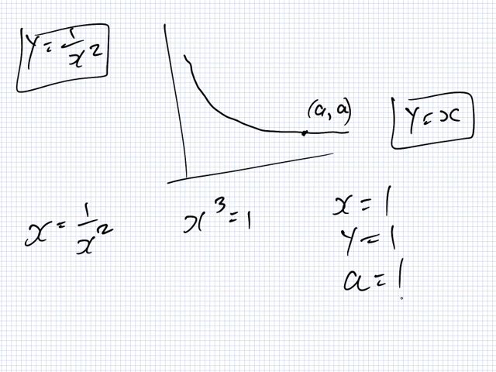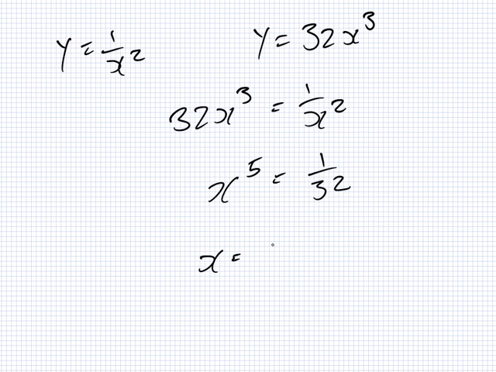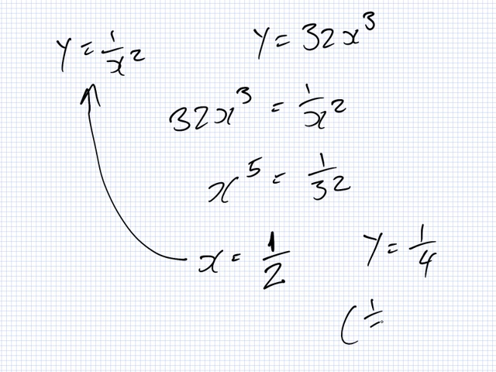Now, where's P? What's P? P is where they meet. So we want to know, where does this meet with this? How can we solve that? I'll just put them together. 32x cubed equals 1 over x squared, so x to the 5 equals 1 over 32. So x equals the 5th root of 32, which is 1 over 2. And if I put that in here, what's the y? 1 over 4, so the answer is (1/2, 1/4).